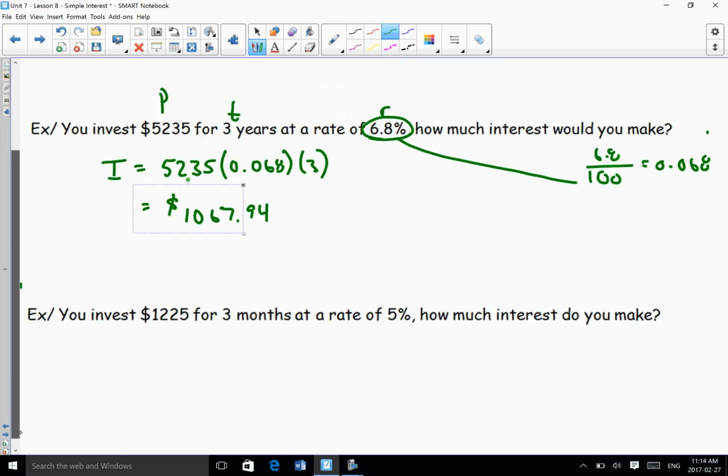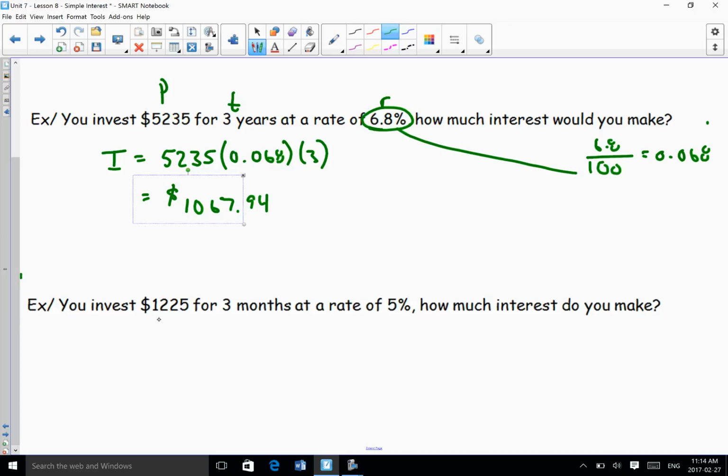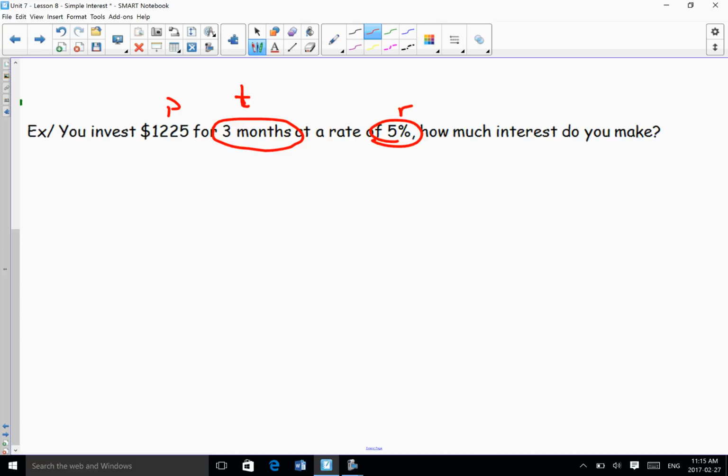Okay, try another one. We have $1,225. Again, that's our principal. We're going to invest it for 3 months. Now that's time, but not exactly time, because time is supposed to be in years. So we'll come back to that. And rate, 5%. How much money do we have? Or sorry, how much interest do we have? That's kind of important, interest, not money. So our interest, I equals P times rate, 5% as a decimal is 0.05, times time.